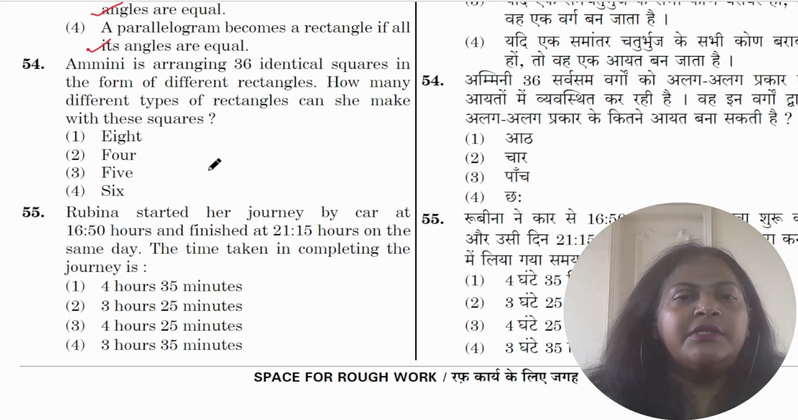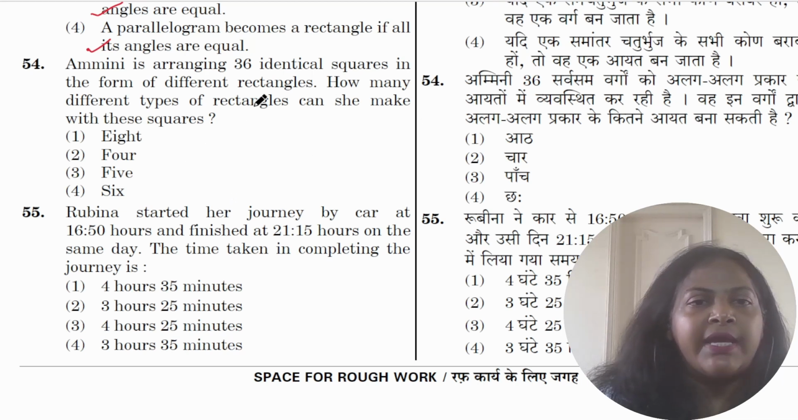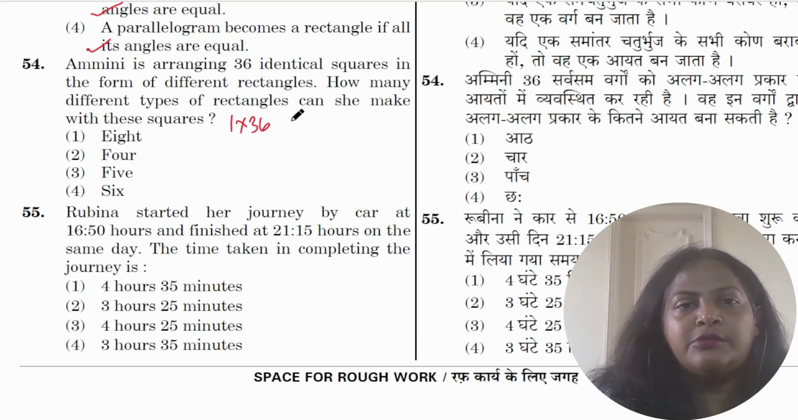Amini is arranging 36 identical squares in the form of different rectangles. How many different types will she get? So she will get 1 into 36. This is one way she can do it. So she will arrange it like this, 36 times basically. The second way is that she does 2 into 18. So she will pick up a few from here and then make a double column.